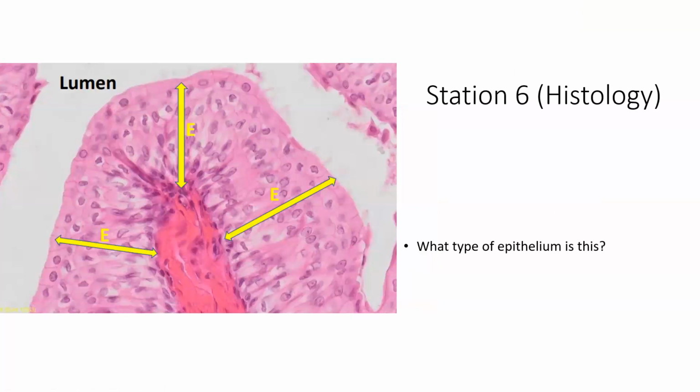So what type of epithelium is this? Transitional epithelium. Where do we find it? Urinary bladder. Okay, perfect.